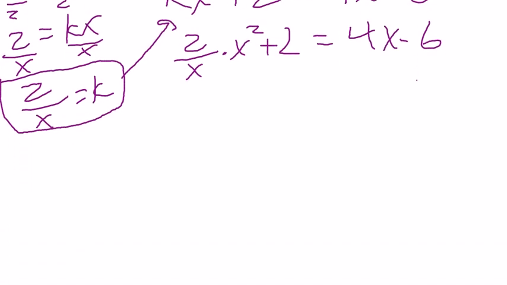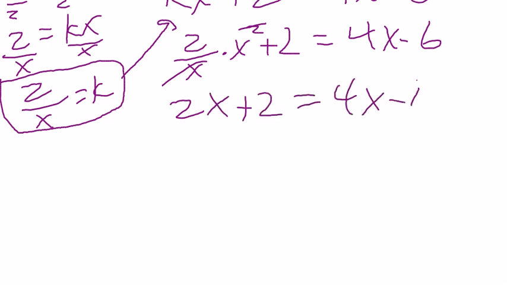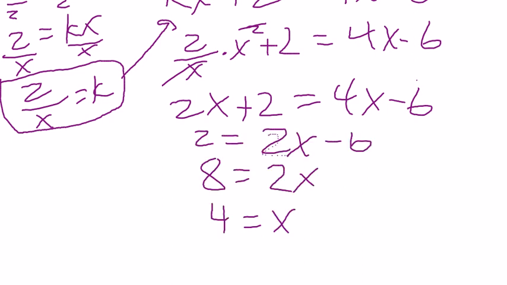I'm going to continue to simplify this by recognizing that I have an x in the denominator and I have the power of 2 x's in the numerator, so I can cancel one of them out and rewrite that as 2x plus 2 equals 4x minus 6, and I can do some more algebra, which I will not bore you with, to get 4 equals x, which is pretty awesome because that means I now found the x value I'm looking at. I'm looking at this graph when x equals 4.